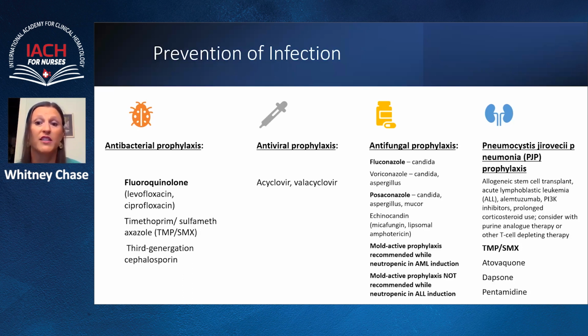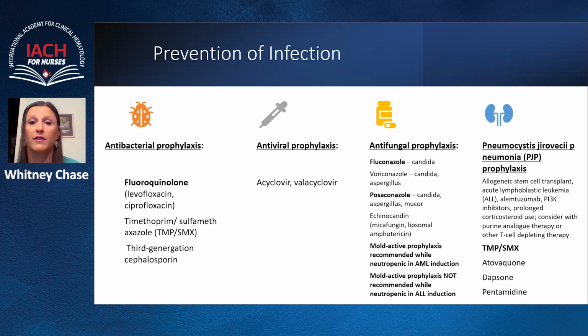So rates of HSV reactivation, for example, in patients receiving purine analogs, specifically fludarabine, approach 50% without prophylaxis. So patients with acute leukemia, just in general, are at high risk for viral reactivation, which is why viral prophylaxis is recommended. So acyclovir and valacyclovir are good choices here.